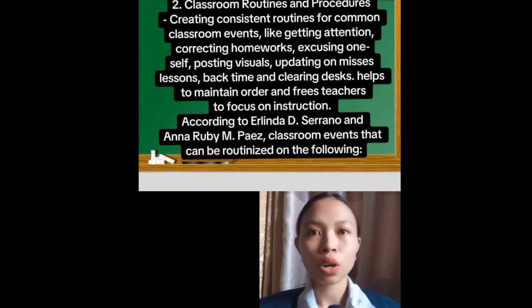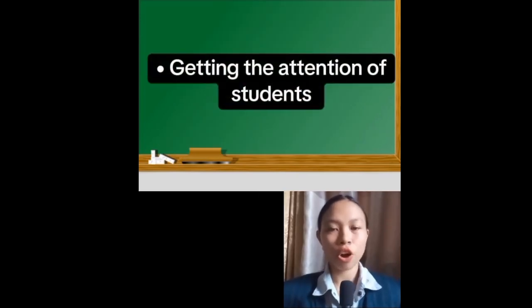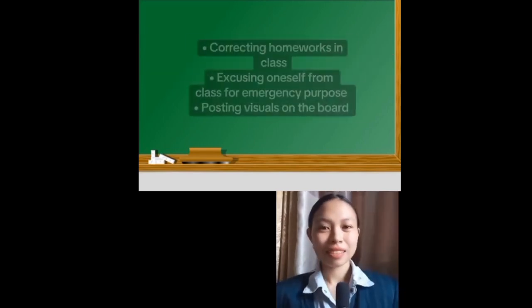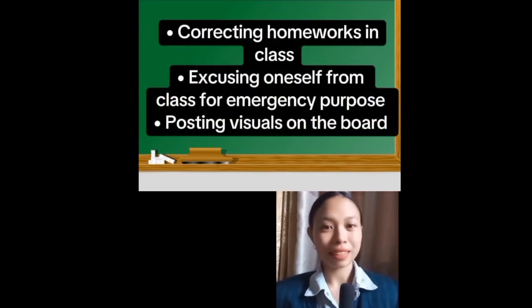So according to Erlinda Di Serrano and Ana Ruby M. Paez, classroom events that can be routinized are the following. First is getting the attention of the students. So for example, to get the attention of your students, the teacher claps twice and the students respond by clapping back, a signal for silence. Okay. Next is correcting homework in class.